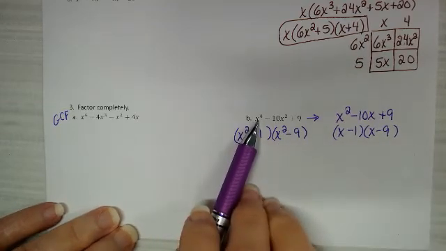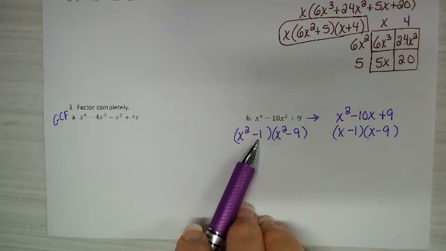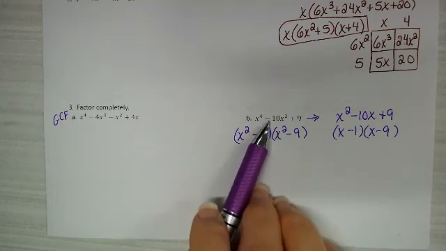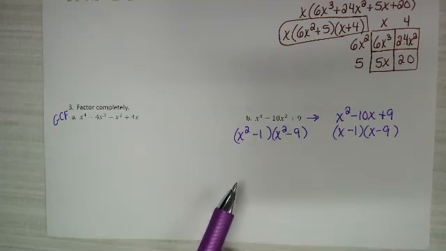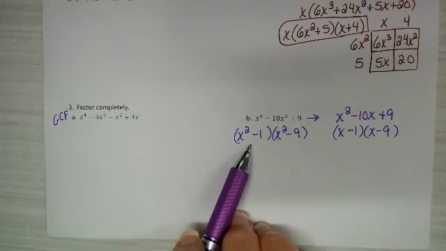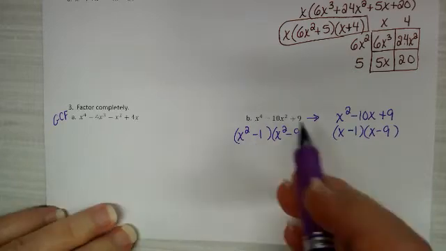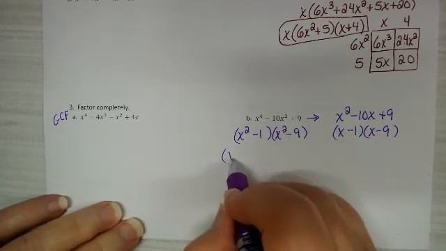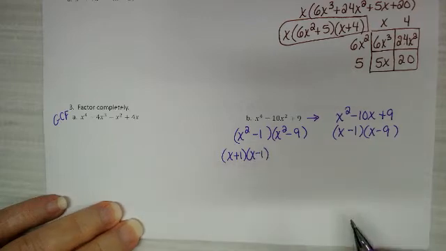So x to the fourth splits into x squared times x squared. And then if I go through and multiply it all out, I do get a -10x squared in the middle and a plus 9 in the back. Now the question's going to be, can I factor this further? Well, x squared minus 1 looks like a difference of squares. And hopefully you're really familiar with this one and you're like, oh yeah, that's x plus 1, x minus 1.